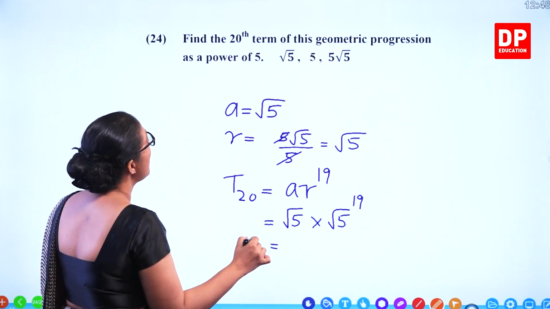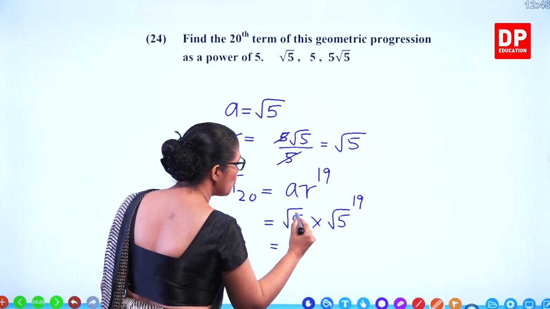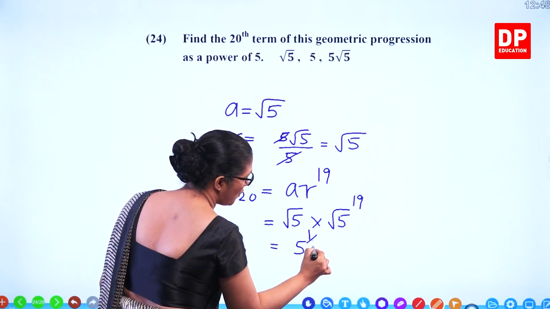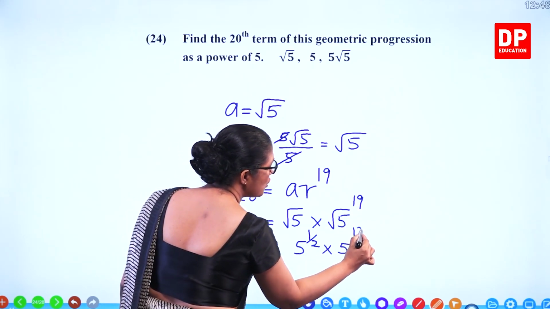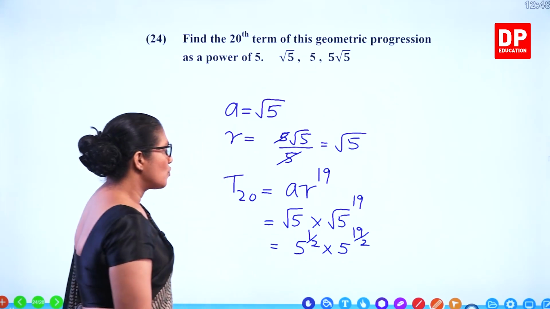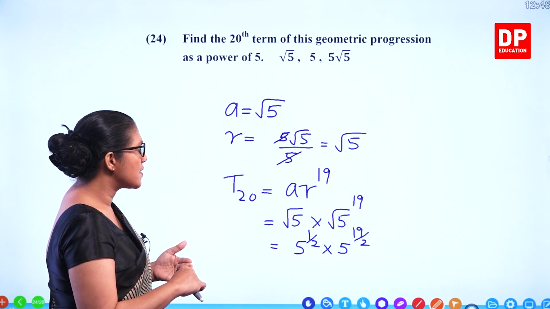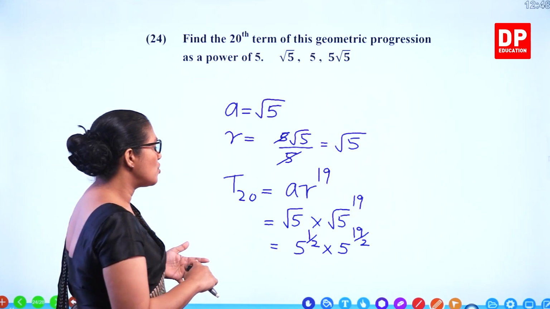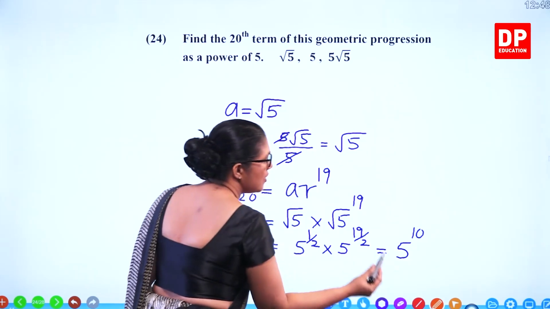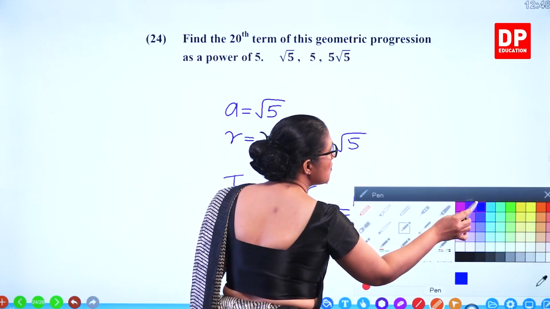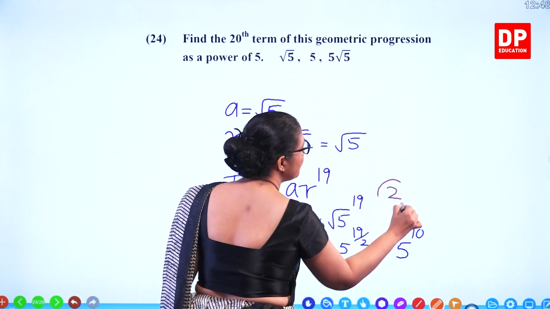Now can we simplify this? So you need to write it as a power of 5. Root 5 means 5 to the power half. And here 5 to the power 19 over 2. So add the powers, same base, multiplication, you add the powers. 19 plus 1, 20, 20 divided by 2, that's 10. 5 to the power 10. So this is in terms of base 5. So you get 2 marks for that.